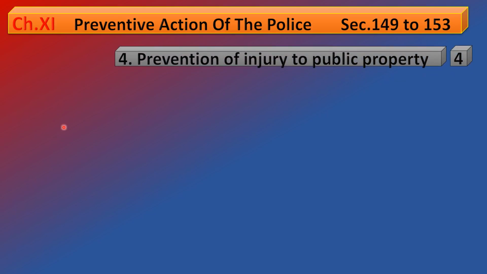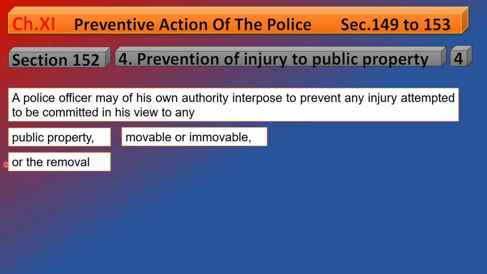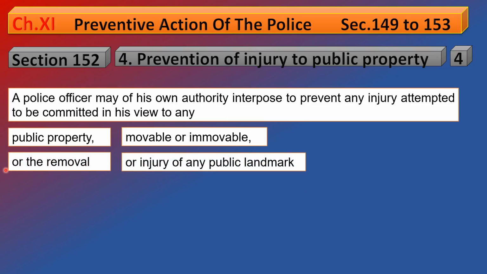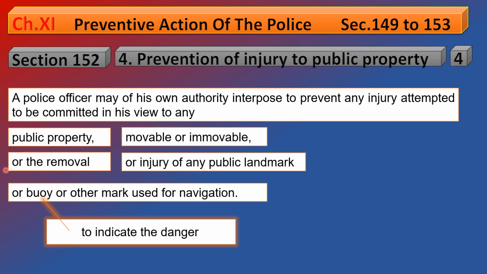Fourth point of the chapter preventive action of the police is prevention of injury to public property as per the provision of section 152. Now, section 152 says a police officer may, of his own authority, interpose to prevent any injury attempted to be committed in his view to any public property, movable or immovable, or the removal or injury of any public landmark or buoy, that is to indicate the danger, a point which sometimes we mark as red, or other mark used for navigation. These are all the duties of a police officer which he is going to do to prevent injury to public property, as section 152 itself says.